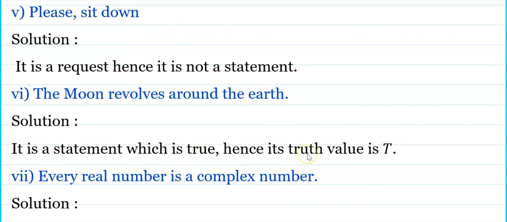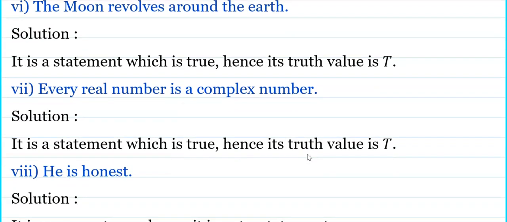Which is true, and hence its truth value is capital T. Every real number is a complex number. It is a statement which is true, and hence its truth value is capital T.